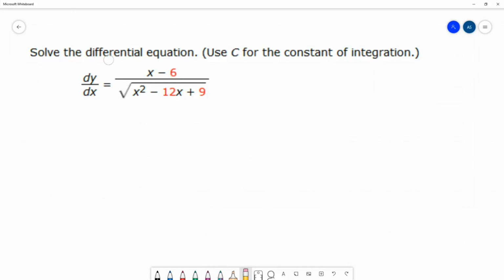For this problem, we want to solve the differential equation. We're going to use C for the constant of integration. The differential equation we have is dy/dx equals (x minus 6) over the square root of x squared minus 12x plus 9.